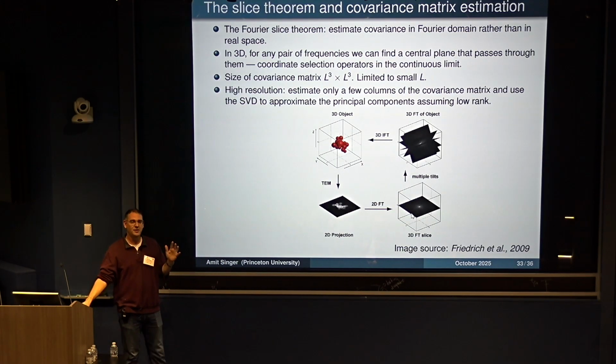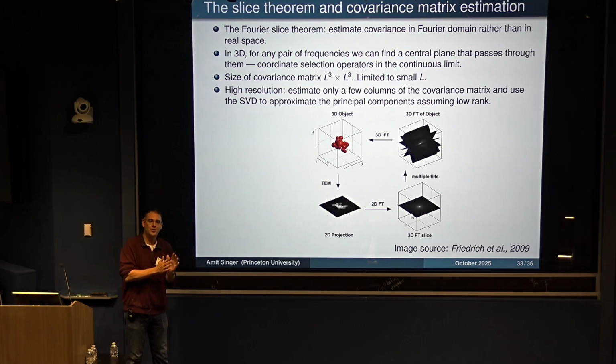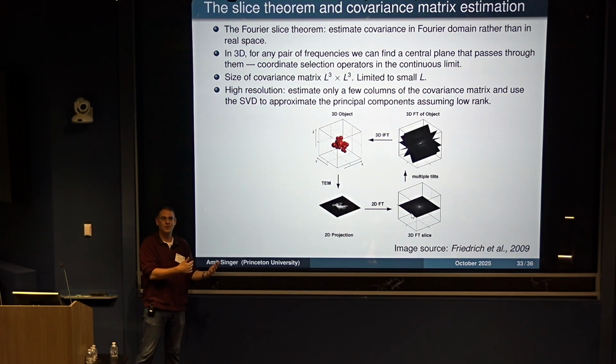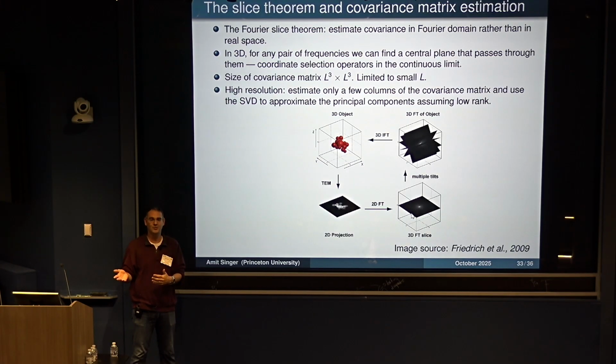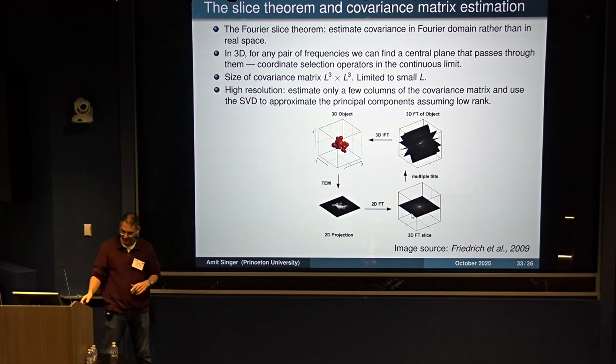You see already that we're very lucky that we're in 3D, okay? That we get 2D projection images of 3D objects. If we had 2D objects and 1D line projections, I would not be able to estimate the covariance matrix, okay? Because if I have only lines, every 2 frequencies will be collinear, and I cannot estimate the entire covariance matrix. But the fact that we are in 3D and we get 2D projections is very lucky here.